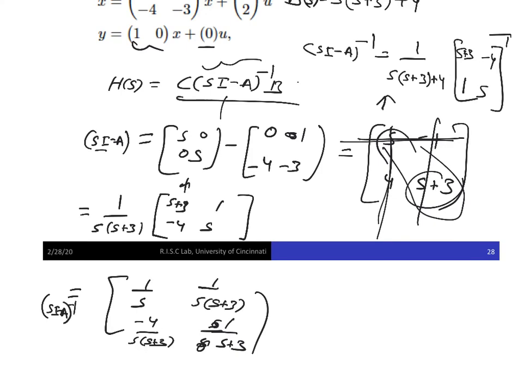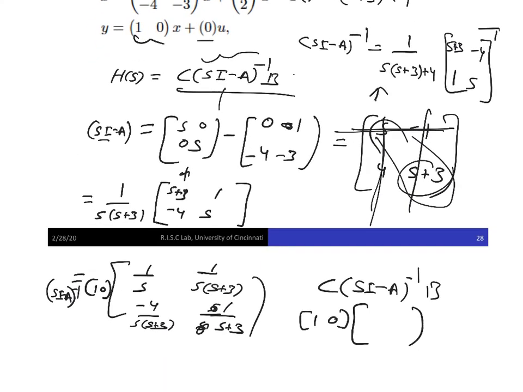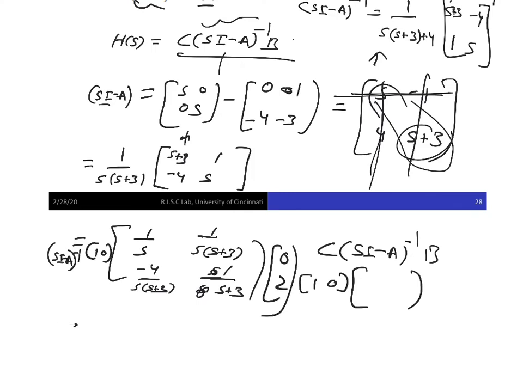So what is our transfer function? It is C times SI minus A inverse times B. Right, so now you can multiply those matrices. What is your C? C is 1, 0, right? So 1, 0 multiplied by this thing here. I don't want to write it again, so it's 1, 0 multiplied by, what is my B? B is 0, 2, right? So you just multiply these three matrices and you'll get the solution. So let's multiply. Today we'll do the steps.